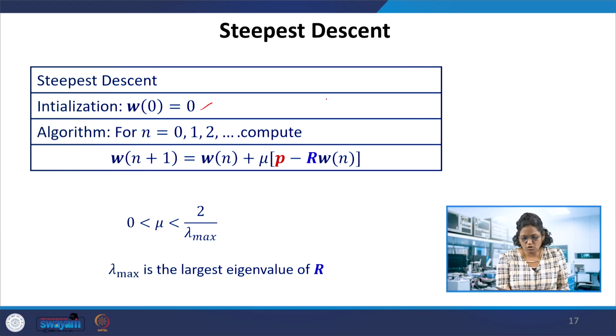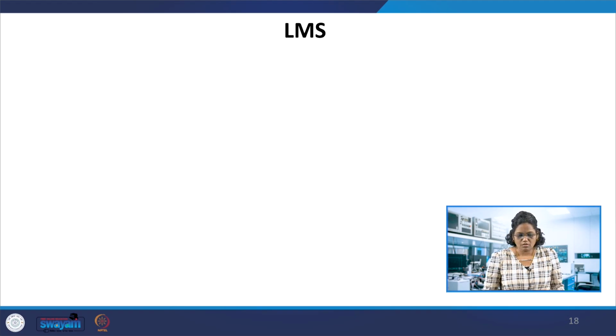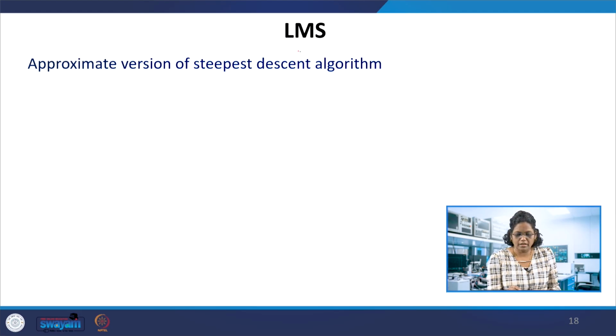So this needs to be updated, or this needs to be programmed to put it in the FPGA. The weight vector needs to be updated in this fashion in the steepest descent. Next, we will be looking at the LMS algorithm.